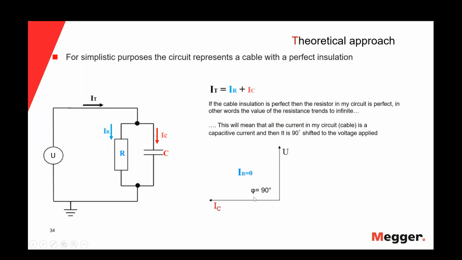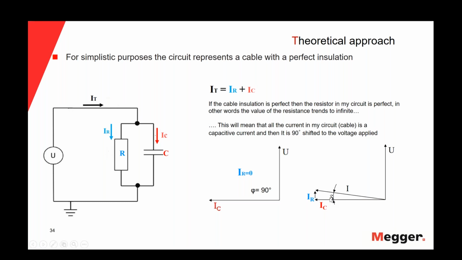So this graph no longer represents what is happening in my circuit. What really represents what is happening right now is this one, in which I have the voltage and a vector that represents the total current in my circuit. This current vector has two components: the resistive current, this small one, and this one, the capacitive current. So the delta angle is a good indicator of how good or how bad the insulation of my cable is.